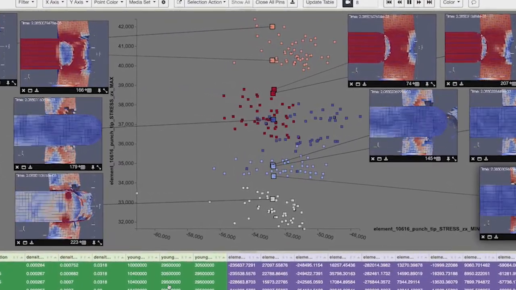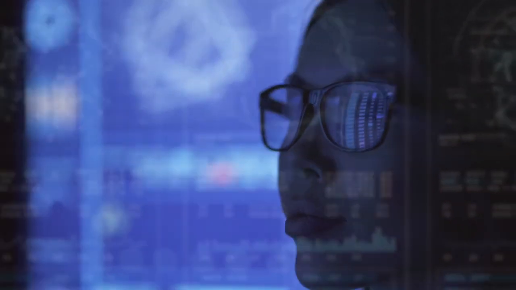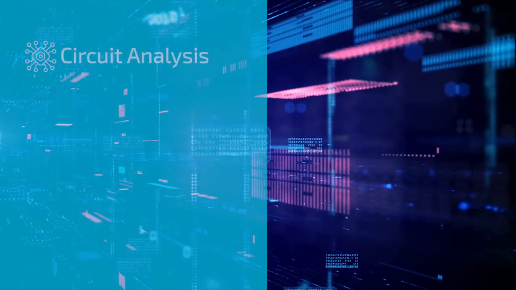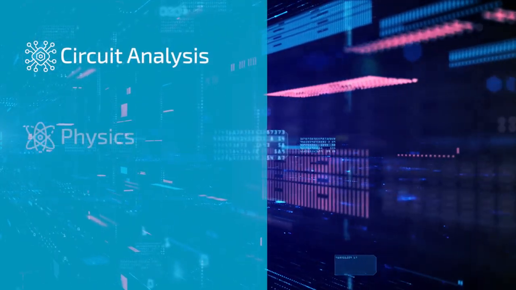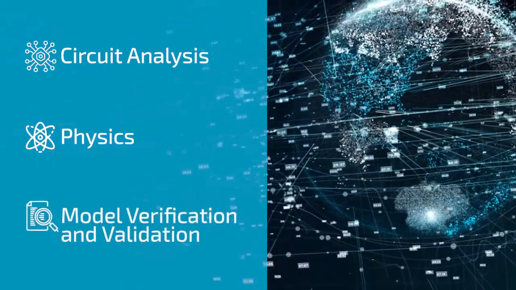Now the problem is that traditional scientific visualization tools are not really designed to deal with ensembles. And we have generated Slycat in response to that need. Slycat has been used to analyze data in a number of different domains. We've used it predominantly at the labs for circuit analysis, physics problems, model verification and validation.